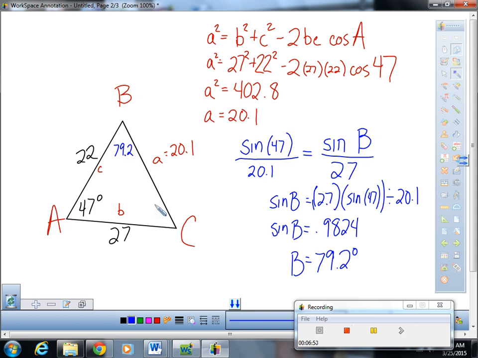And so now I can just use my triangle sum to find C. So I do 180 minus 47 minus 79.2. And the remaining angle is 53.8.